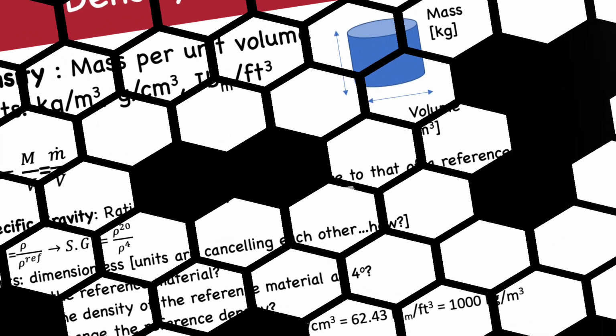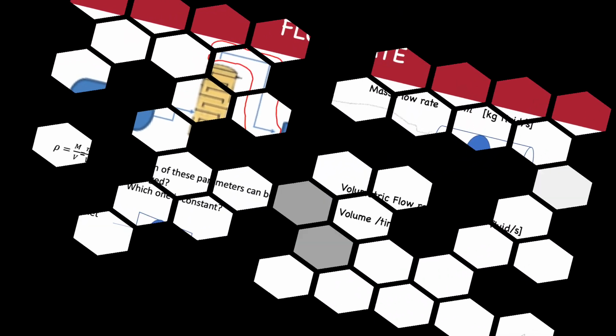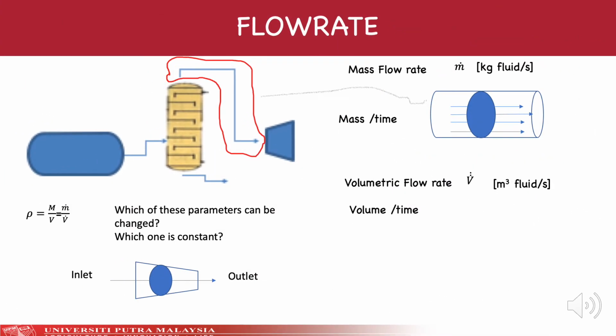Alright, the next parameter that is also important is flow rate. What is a flow rate? A flow rate is just an amount of mass or volume of material that is flowing from one point to the other. It can be any two points between two processing units shown here, or it can be from this whole system to another system.